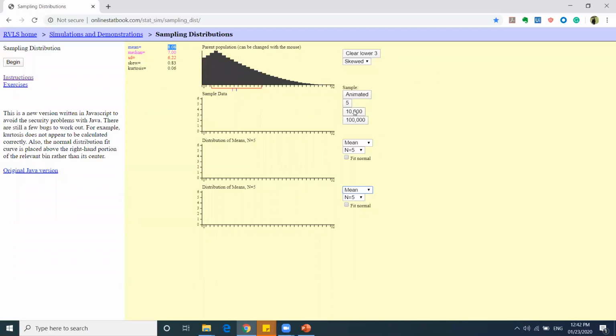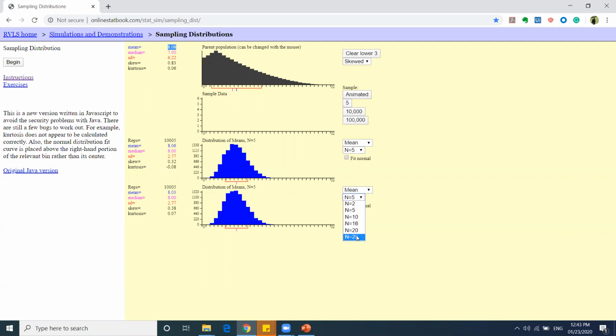So let's take the number of samples as 5, and we will take the sample size as 10,000. So you can see that here n is equal to 5, and the sample size we took as 10,000. So you see that the sampling distribution follows a normal distribution in both the cases, because n is equal to 5 in both cases.